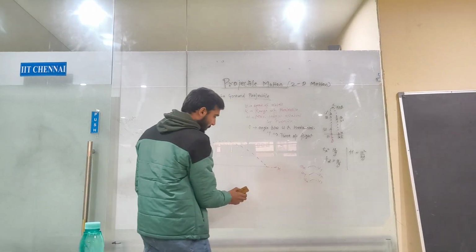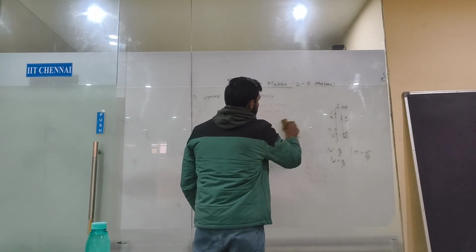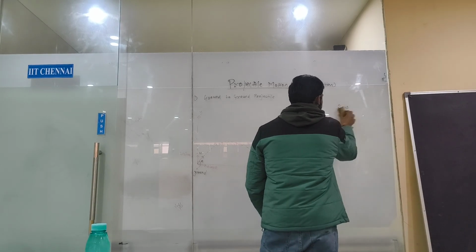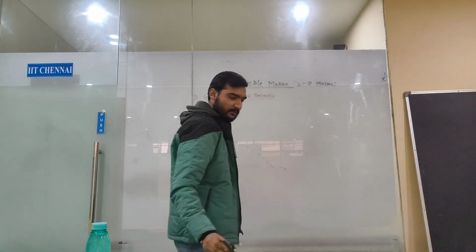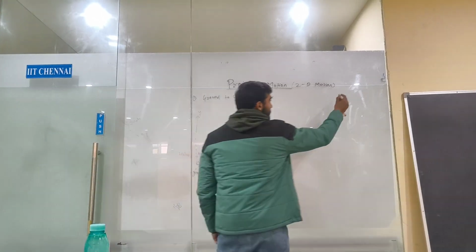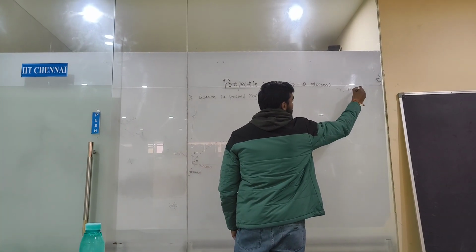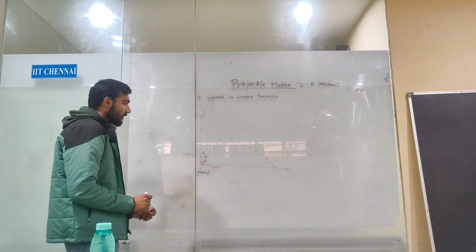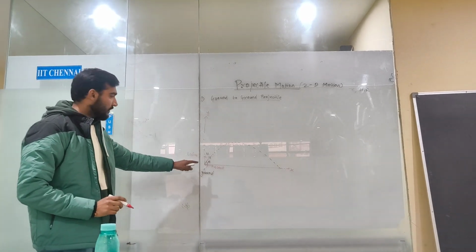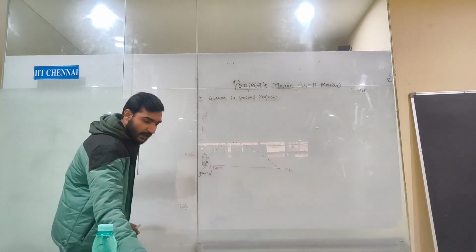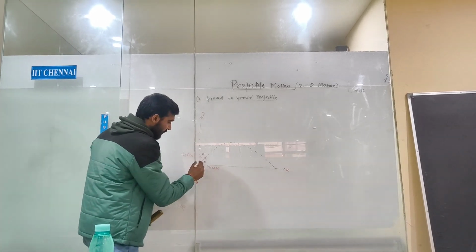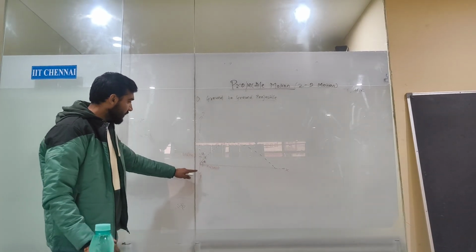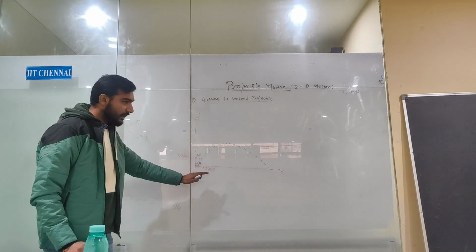Now here I'm going to find out these things: time period, height, range. First of all, I want to ask you all, in which direction is the acceleration in the whole projectile? I can say easily the acceleration is only in one direction. This is g. So there is gravity in the y-axis, but is there any acceleration in the x-axis?